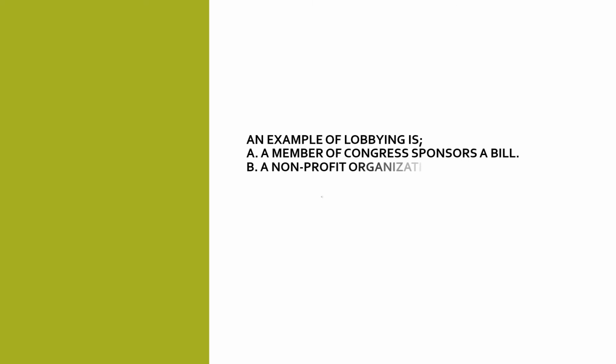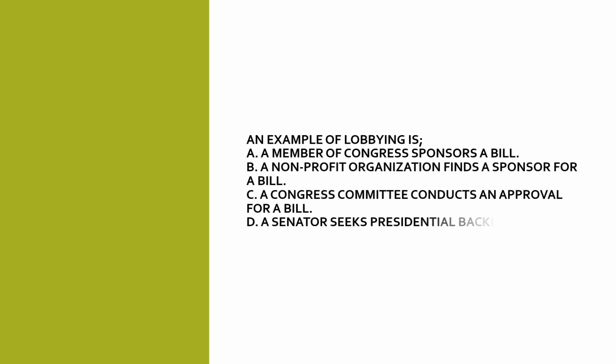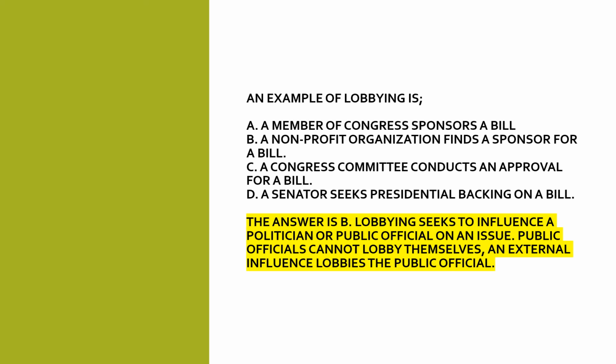An example of lobbying is: A. A member of Congress sponsors a bill. B. A non-profit organization finds a sponsor for a bill. C. A Congress committee conducts an approval for a bill. D. A senator seeks presidential backing on a bill. The answer is B. Lobbying seeks to influence a politician or public official on an issue. Public officials cannot lobby themselves, an external influence lobbies the public official.